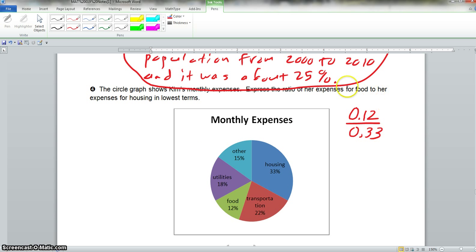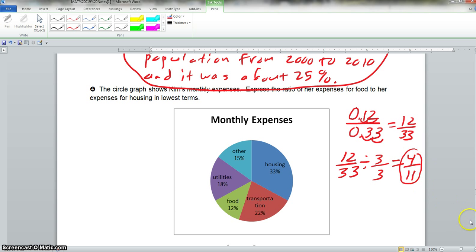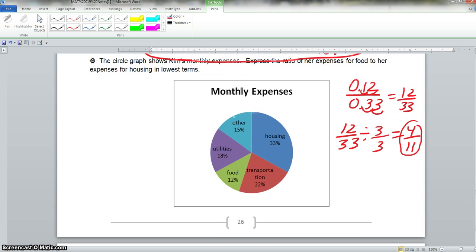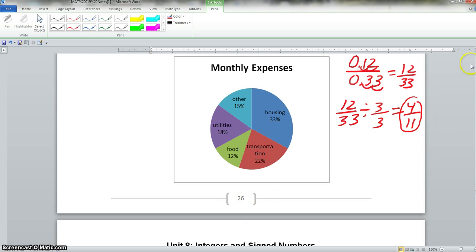Now again, we're doing this as a ratio. So that means we need to move the decimal 2 places in our denominator and 2 places in our numerator. So we will have 12 over 33. Now 12 and 33 both have 3 in common, so we'll divide the numerator and denominator by 3, and that would give us 4 over 11. And that is our final answer.